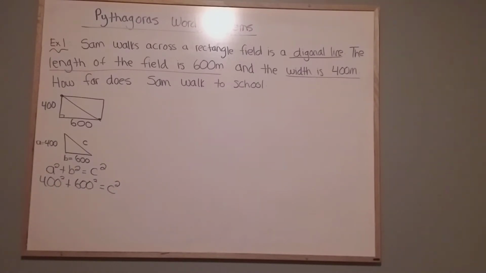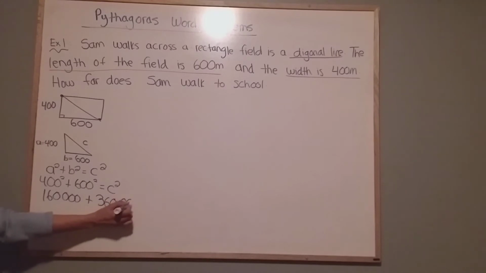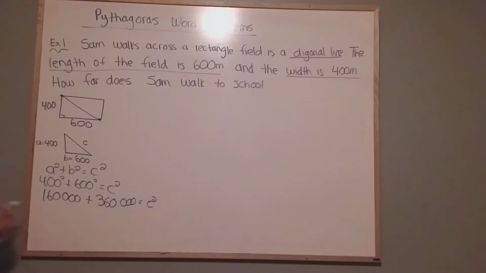Now, when I ask you to square something, you're going 400 times 400, which gives you 160,000. Plus 600 squared means 600 times 600, which gives you 360,000. Now the numbers are on the same side, so I'm going to add my numbers together. And when I do that, I get 520,000.